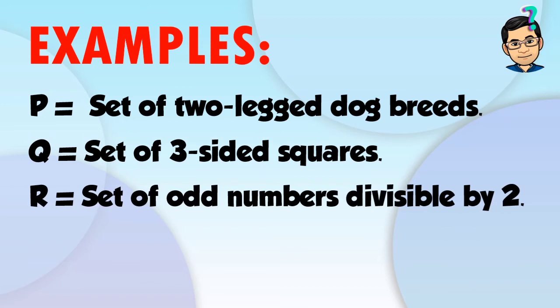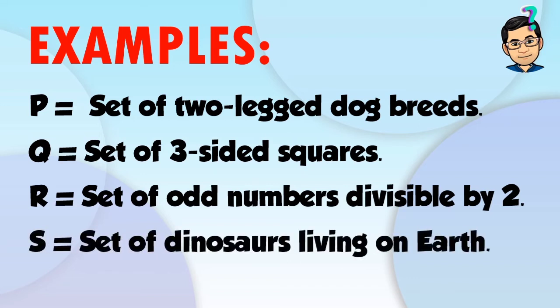Set R, set of odd numbers divisible by 2. Again, what are odd numbers? Ito yung 1, 3, 5, 7, 9. So, wala naman pong odd numbers na divisible by 2. Ang mga divisible by 2 lang po is yung mga even numbers.